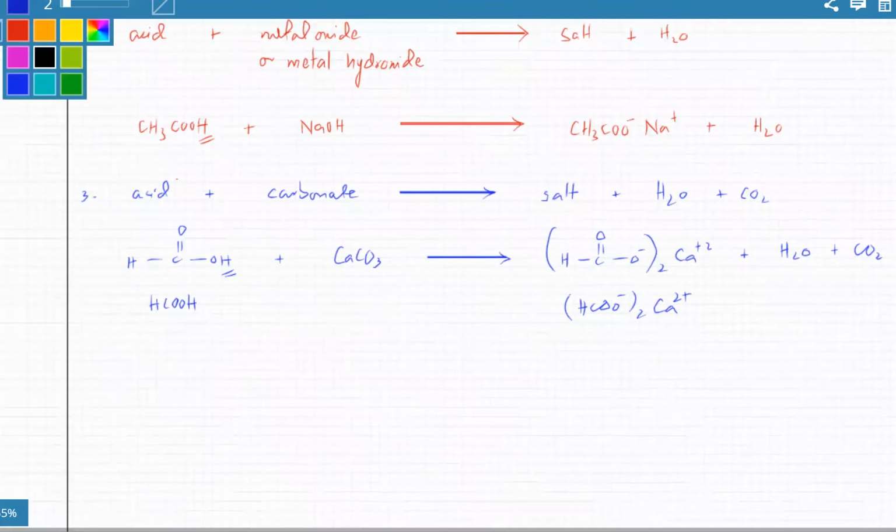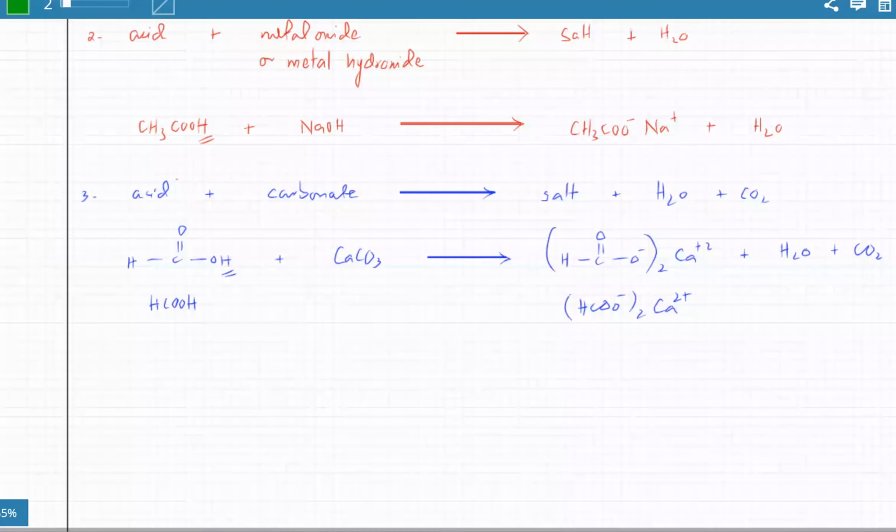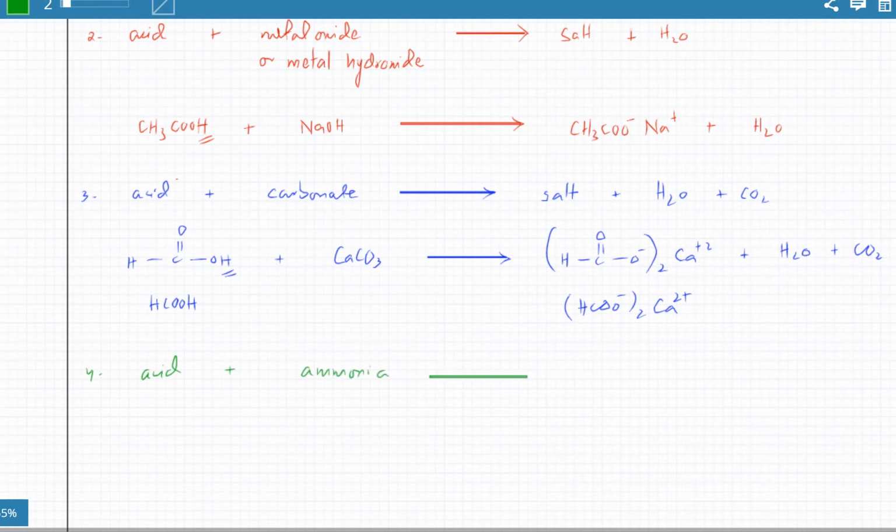The fourth reaction that acids undergo, acids undergo a lot of reactions. The ones that we need to be sure of is acid plus ammonia, and it ends up producing an ammonium salt.